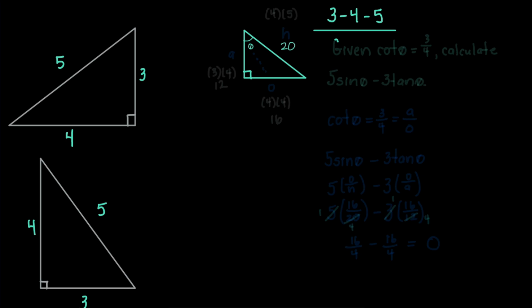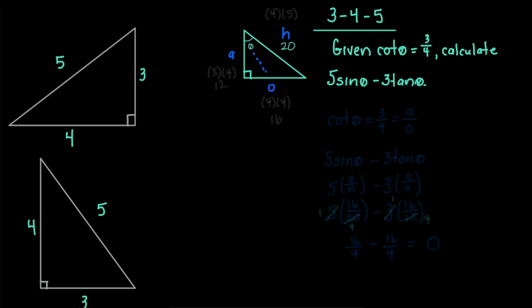Okay. We have our right triangle drawn. Given cotangent of theta is equal to 3 over 4, calculate 5 sine theta minus 3 tangent theta. Okay, let's get our triangle labeled and then figure out what information we were given. If this is theta, we know this is our opposite. Next to it is the adjacent, and across from 90 is always the hypotenuse.